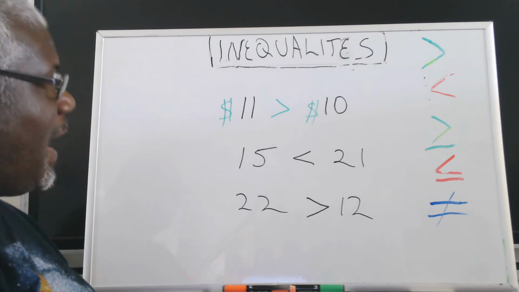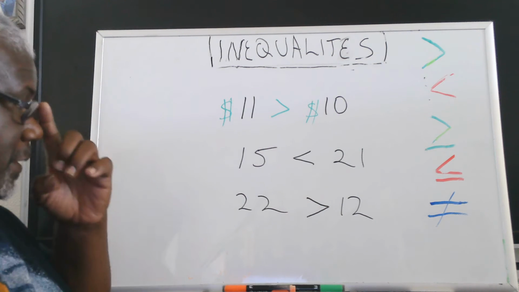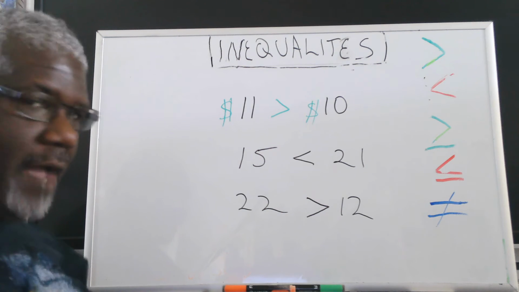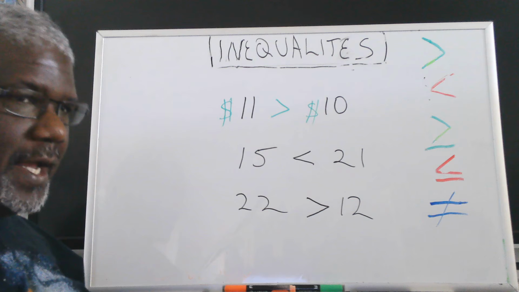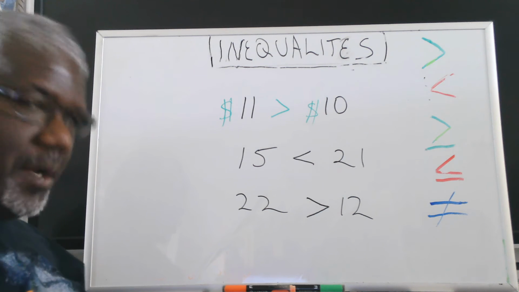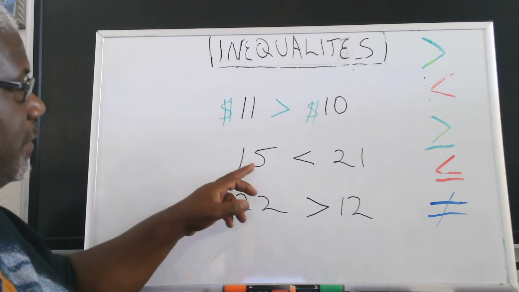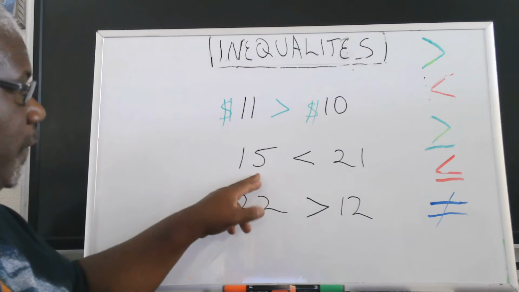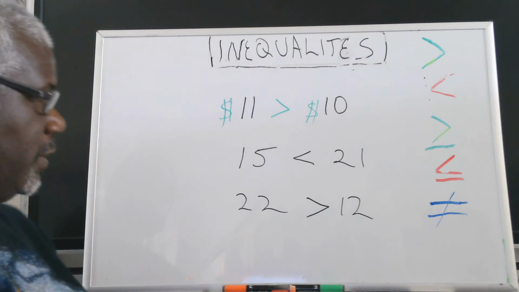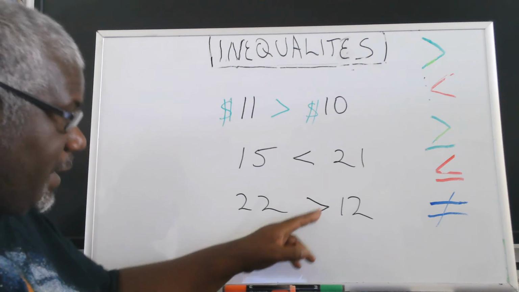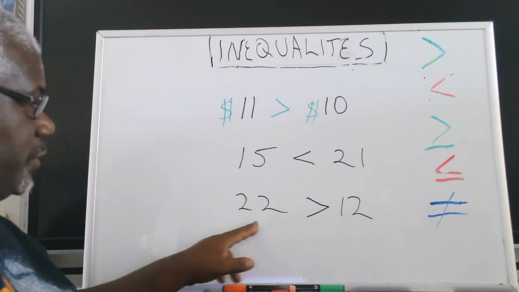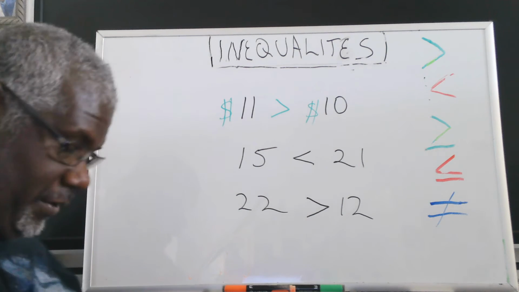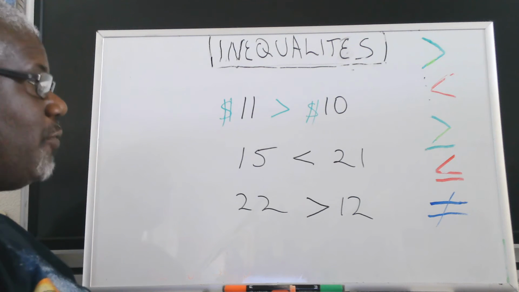Well, to answer how you know which way that arrow points: the arrow points to the smaller number. Every time. The arrow points to the smaller number in relation to the sides. This side is smaller than that one, so the arrow points this way. Reading left to right, 15 is less than 21. Again, that arrow is pointing to the smaller number. 22 is greater than 12. The open end of the symbol points to the bigger number, or the arrow points to the smaller number.